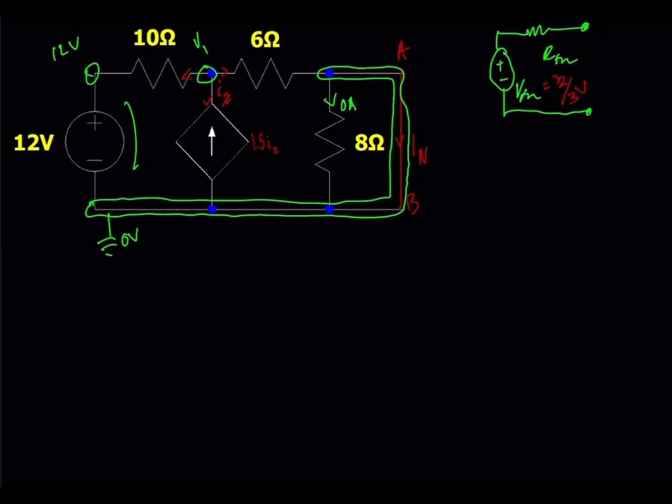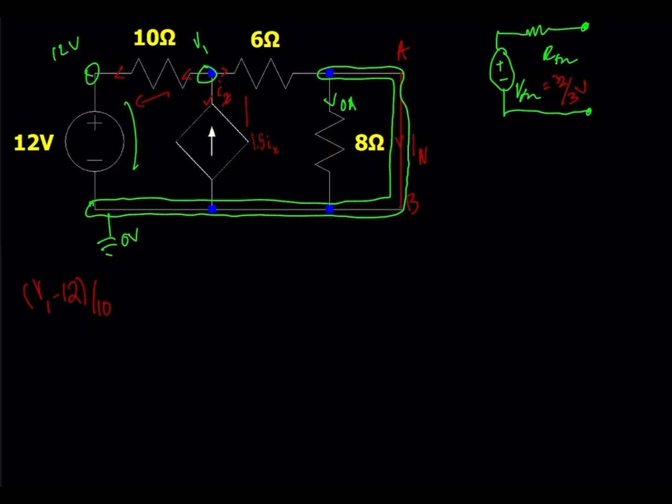So we're going to start with this 10 ohm resistor. So the current going through this is the voltage across it divided by its resistance. This is just Ohm's law. So that'll be V1 minus 12 volts divided by 10. That's the resistance, and that's the current going that way.